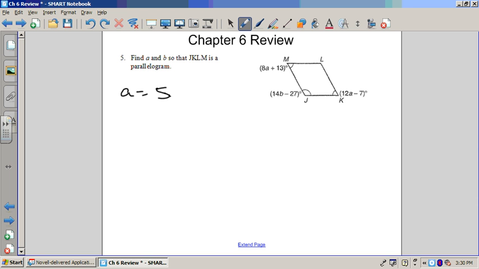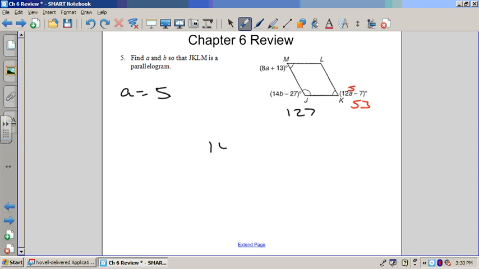If A is equal to 5, 12A minus 7 is 12 times 5 minus 7, which is 60 minus 7, which is 53. If the measure of angle K is 53 degrees, then the measure of angle J must be 180 minus 53. So the measure of angle J must be 127. But the measure of J is also 14b minus 27.